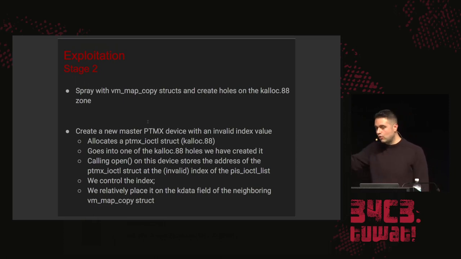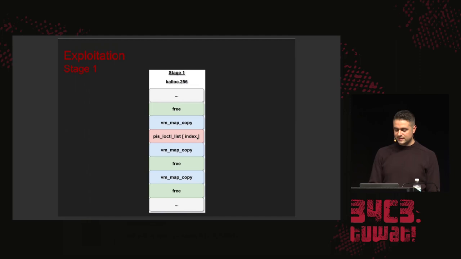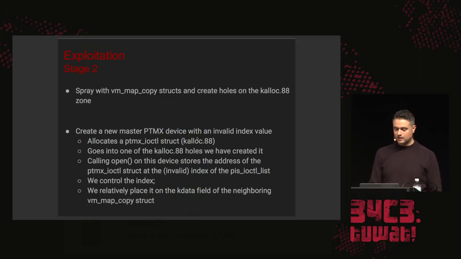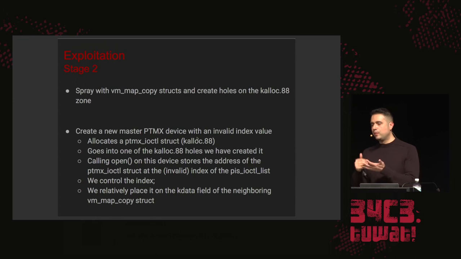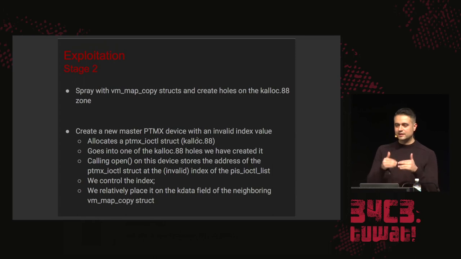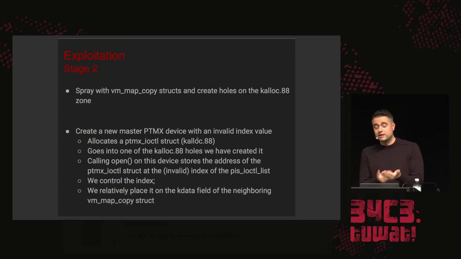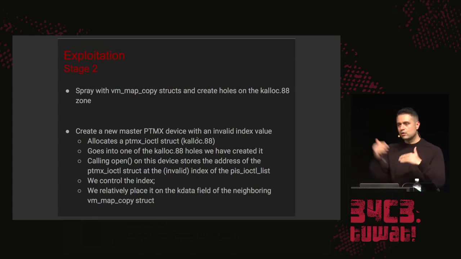I don't know where that is, but I know that it falls into the pattern, right? So I trigger the bug, and remember that you control this index. Since I control the index, I point it to the k data element of the VMAP copy struct that I know is below the free slot that the array went into. I don't know the address, I can put an address there, but I know the relative distance in bytes because I created the heap pattern.